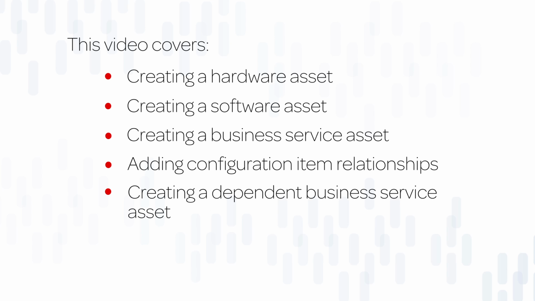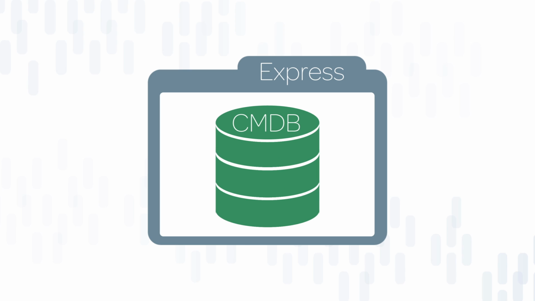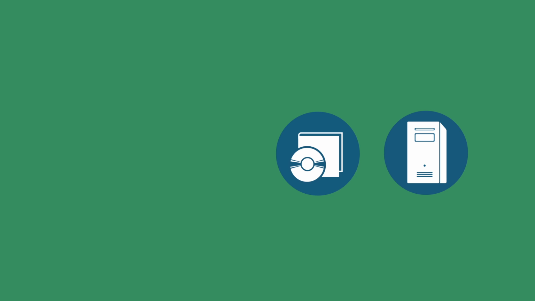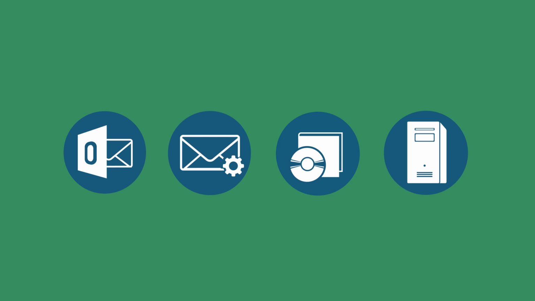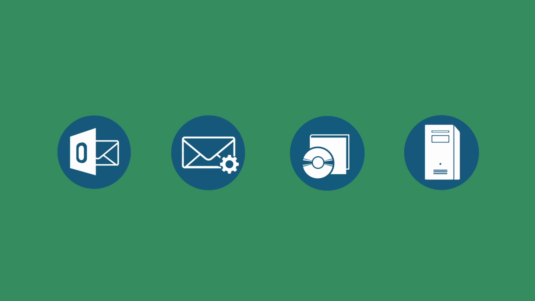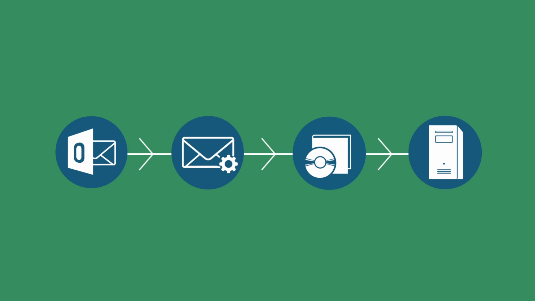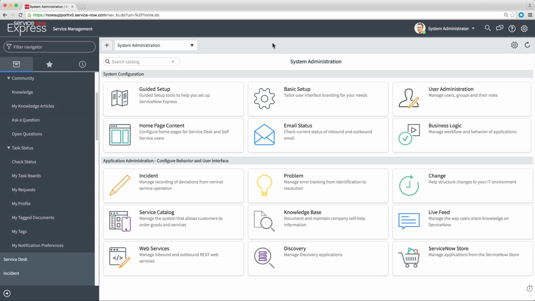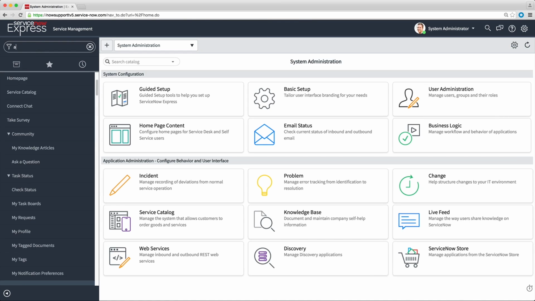ServiceNow Express provides you with the tools to create configuration items and define relationships between them. Here's our scenario. Our organization needs to create assets in the Configuration Management Database, or CMDB, for all of the components of a new email system: a server, the Exchange software running on the server, an email business service, and Outlook Web Access, or OWA. Then we need to define the relationships between these assets. We can do all of this in the Asset and Configuration application.